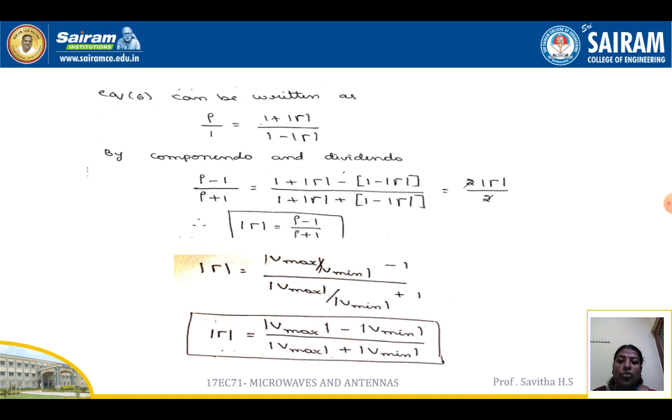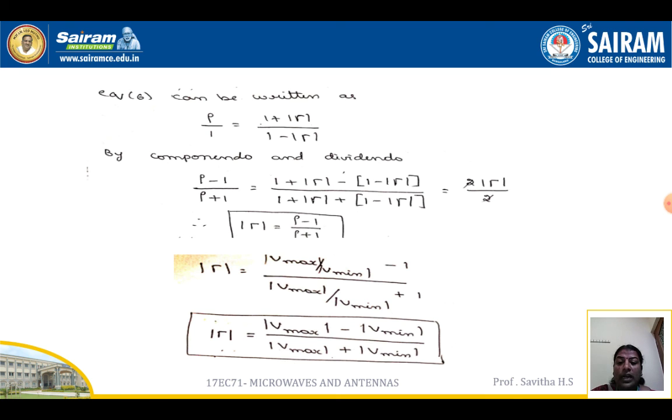The equation 6 can also be written as standing wave ratio divided by 1 is equal to 1 plus reflection coefficient divided by 1 minus reflection coefficient. By componendo and dividendo method, you can see how the equation will be modified. Standing wave ratio minus 1 divided by standing wave ratio plus 1 is equal to (1 plus reflection coefficient minus 1 minus reflection coefficient) divided by (1 plus reflection coefficient plus 1 minus reflection coefficient). So by simplification you will get here only reflection coefficient. So reflection coefficient is equal to standing wave ratio minus 1 divided by standing wave ratio plus 1.